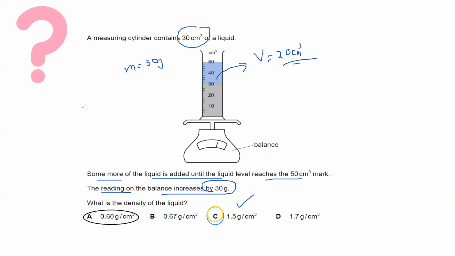So how to get the density? Density is mass over volume. So 30 divided by 20, that's equal to 1.5. So C is the right answer. Is it clear to everyone? Is it clear?